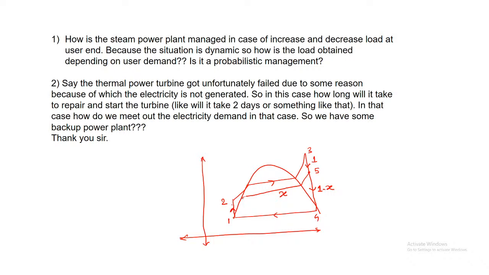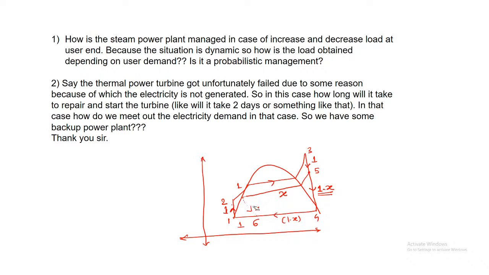Now if it is a backward cascade, then we will take it here, and that point I will call 6. So at point 4 we have 1 minus X, and from 4 to 6 we have 1 minus X. At 6 X is coming in, so from 6 to 1 we have 1. So the pump will again have 1 and the boiler will also have 1. So this is how we have to work it out.